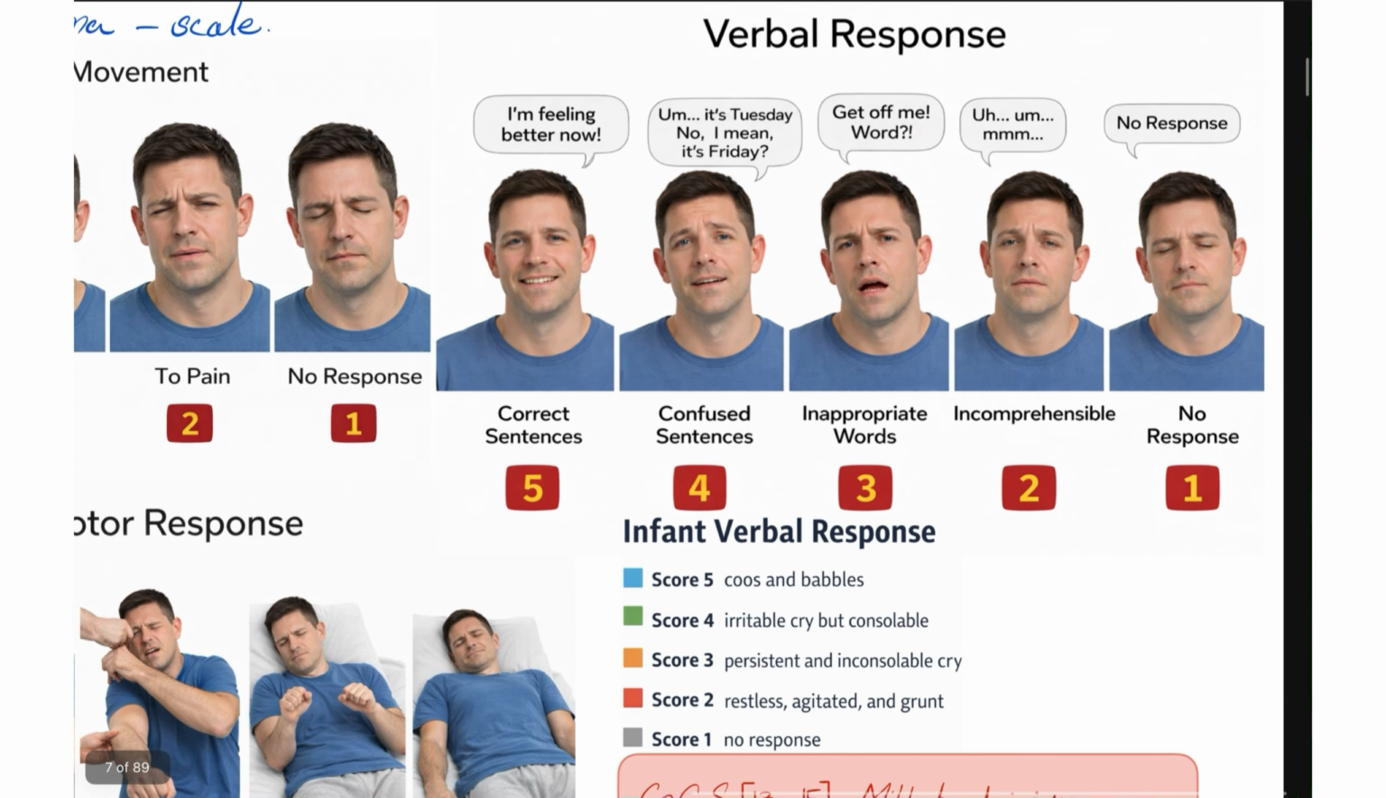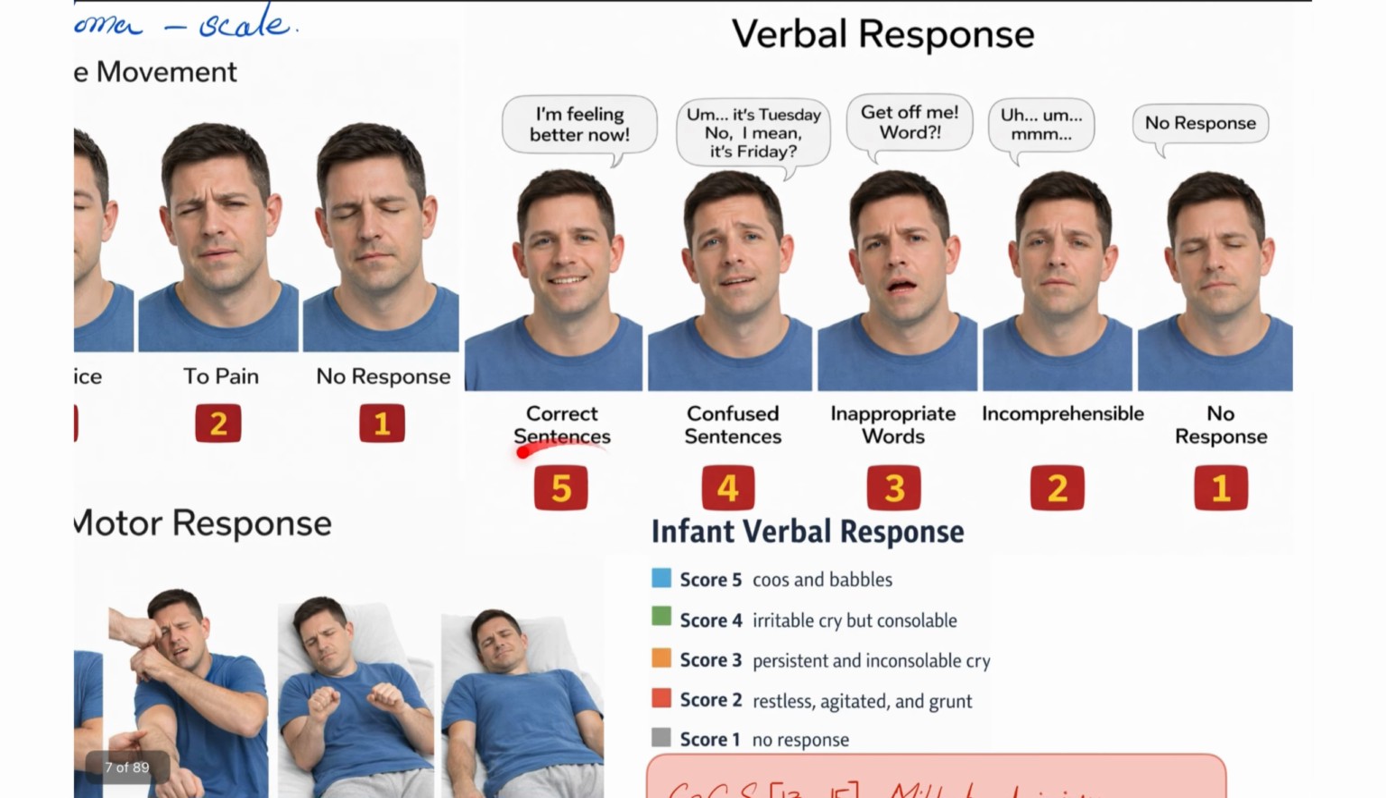Then verbal response, the total score is 5. If the patient answers your questions correctly, give a score of 5. If the patient is confused about the question that you're asking, like what day is today, and he says Tuesday, no, today is Friday, maybe, right? Then give a score of 4. If the patient gives an inappropriate answer, like you ask him how are you and he says get off me, then give a score of 3. If the patient answers with incomprehensible sounds, give a score of 2. And if the patient does not respond at all, give a score of 1.